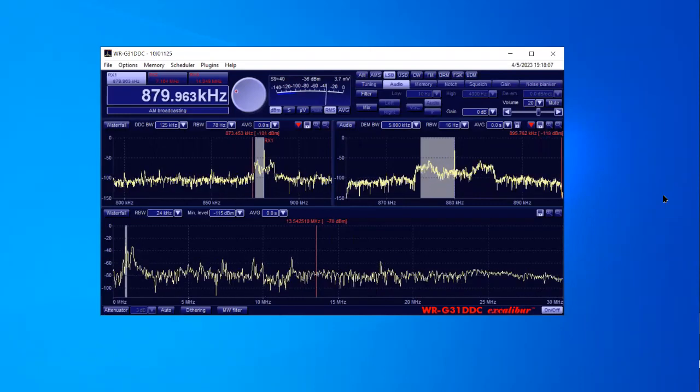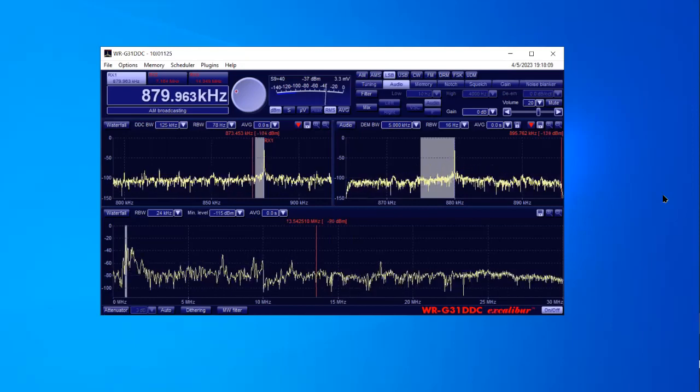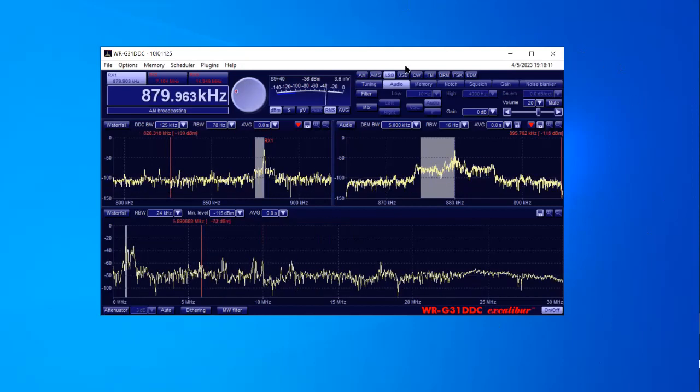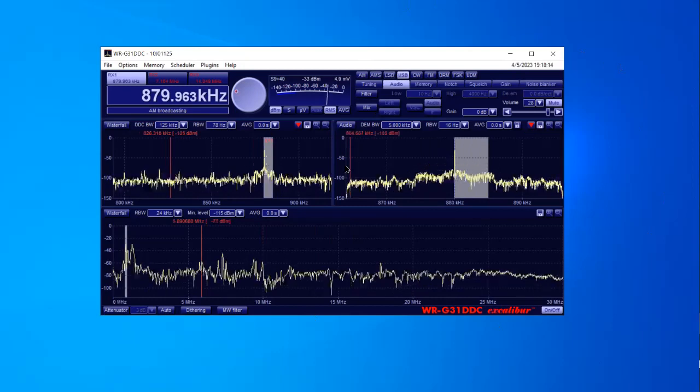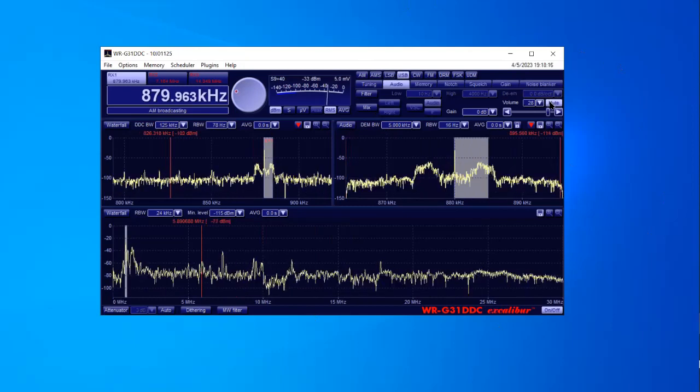And if we go to upper sideband, then we're looking at the other side of that signal, and I have to unmute it here.